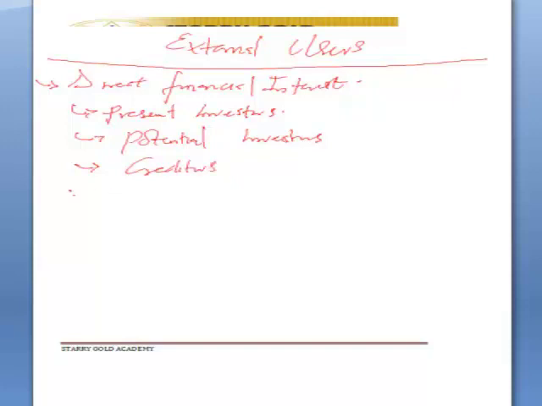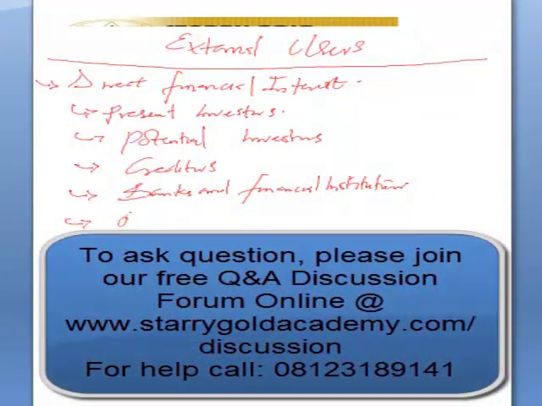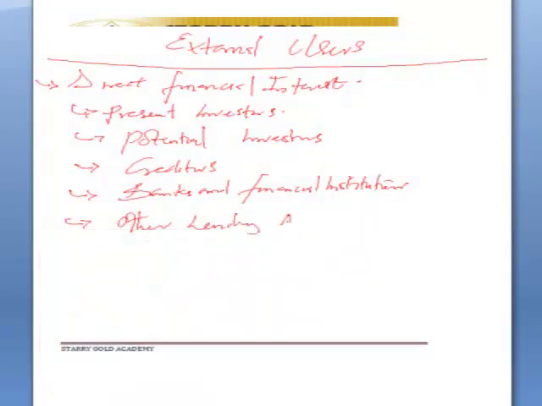Creditors who lend money to the company also have direct financial interest. Then we talk about the banks and financial institutions. They also have direct interest because they have direct financial interest in the information provided by the financial statement of a company. Then we have other lending agencies also have a direct interest. So these are external users classified based on what? Based on direct influence.